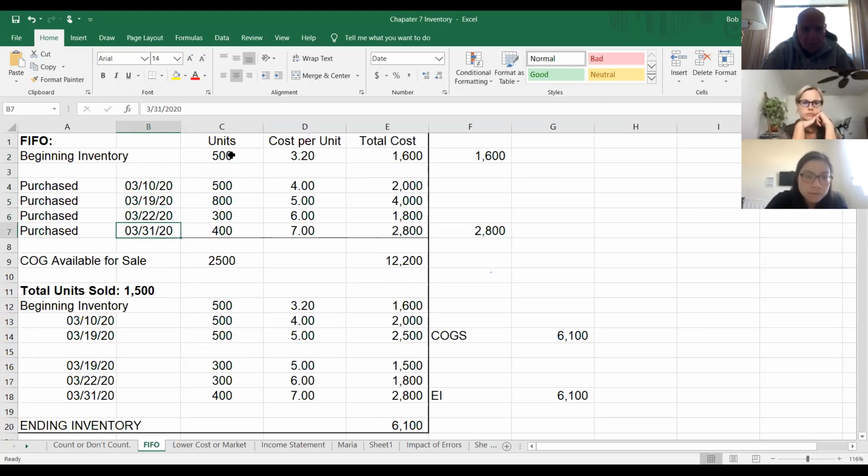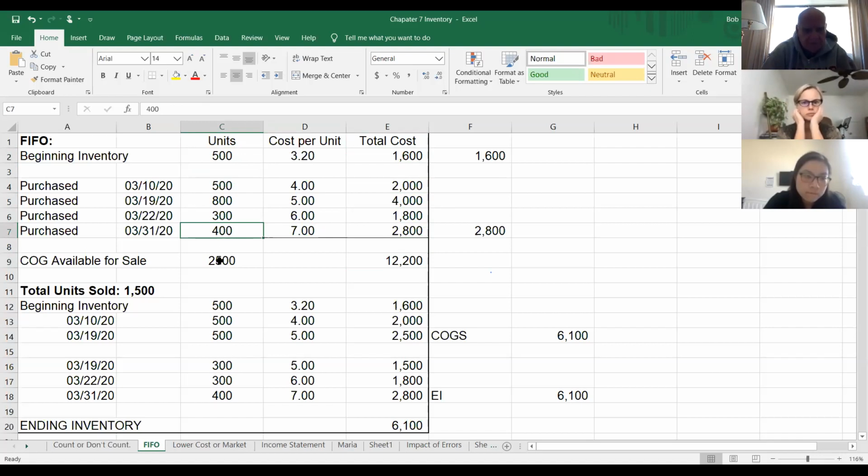So we bought 500 and the price was $3.20, which means that item cost us $1,600. And then we have these different purchases, 500 times 4, 800 times 5, etc. First in. This is first in. This is last in. So let's understand that. That's not too tough, just that little principle there.